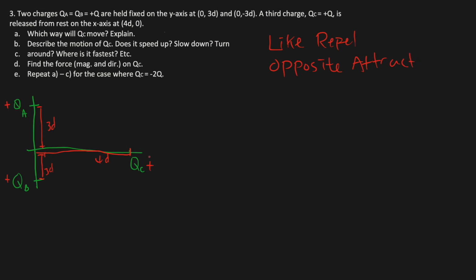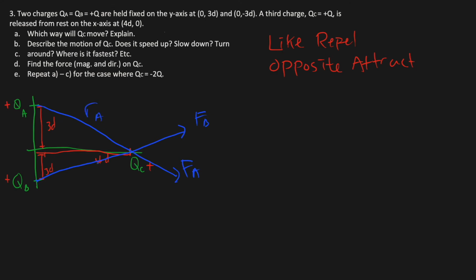Because both QA and QC are positive charges, there's going to be a repulsive force between them. So QA is going to try to push QC away. So the force is going to look something like this. This is FA. And same thing with QB. It's also a positive charge, so there's going to be a repulsive force between QB and QC. So QB is going to try to push QC away.